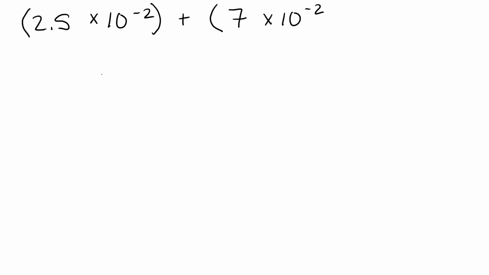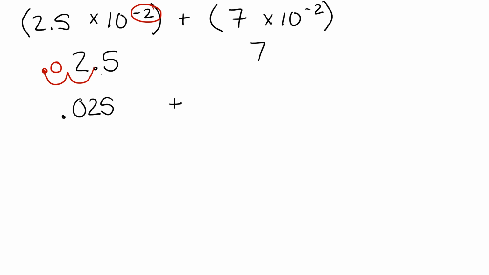For our last problem, we're going to have 2.5 times 10 to the negative 2nd, and we're going to add it to 7 times 10 to the negative 2nd. We need to take both numbers and rewrite them in standard form. For the 2.5, we're going to move the decimal 2 times towards the front because negative exponents are represented by zeros in the front. And then we rewrite the answer more clearly, 0.025.